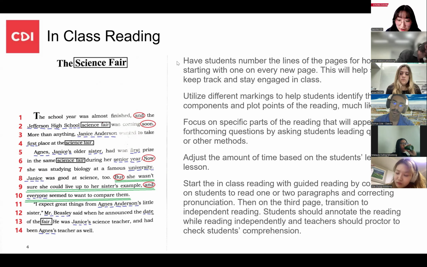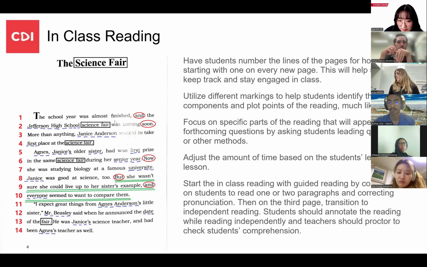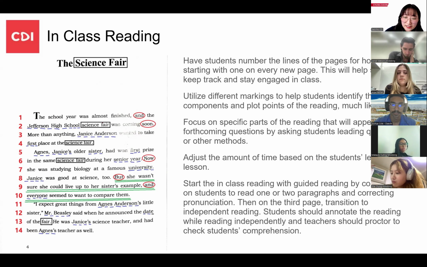And then starting on the third page, I would transition to some independent reading. And at this time, just like we have been annotating here, I also ask the students to annotate in their storybooks. And while the students are doing this independently, teachers should also proctor and walk around and check and make sure that all the students are comprehending the reading and selecting the appropriate key information from the story for the reading comprehension questions later.